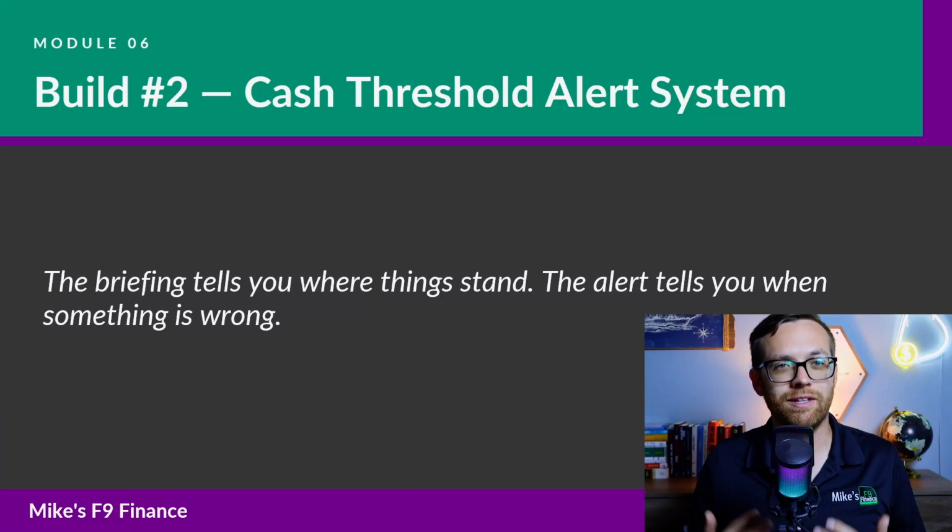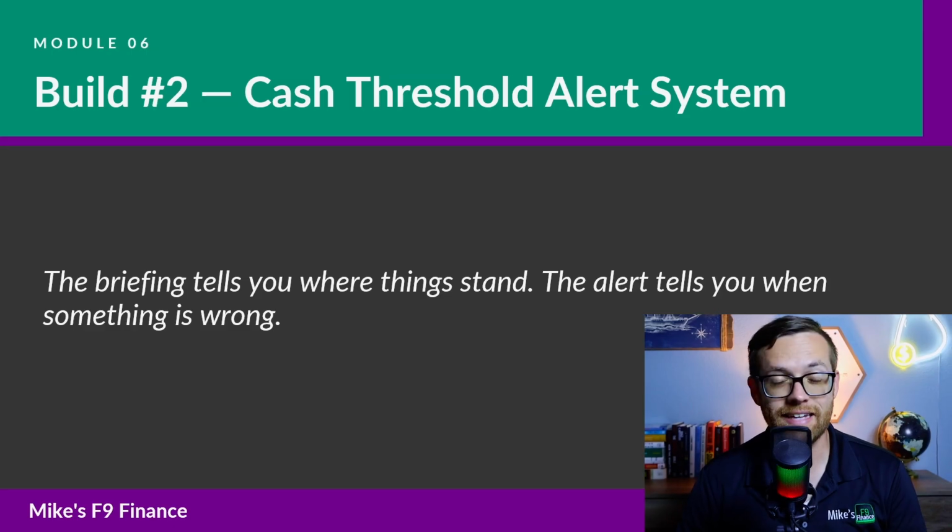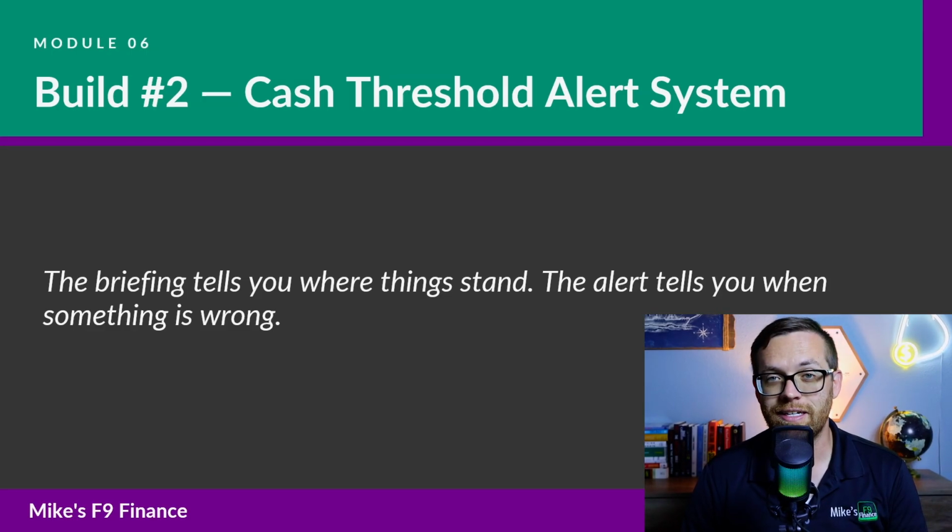Now, a threshold alert system. The daily briefing tells you where things stand. The alert system tells you when something's wrong. Immediately, not at the next scheduled report. Not when you check your email, when it happens. This is the difference between a morning report and a smoke alarm.